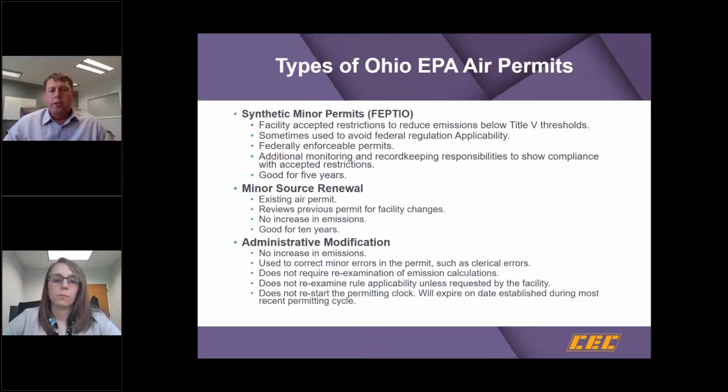You have additional monitoring and record keeping responsibilities with these because, like I said, you're going to have control equipment on site, and anytime you have control equipment on site, you are much more under a microscope than you would be for a true minor facility. The reason is if something happens operationally, or if something breaks or malfunctions on your control equipment, then all of a sudden you are actually emitting much more than you should, and you could trip over that minor source threshold into the major source. And these permits are good for 5 years.